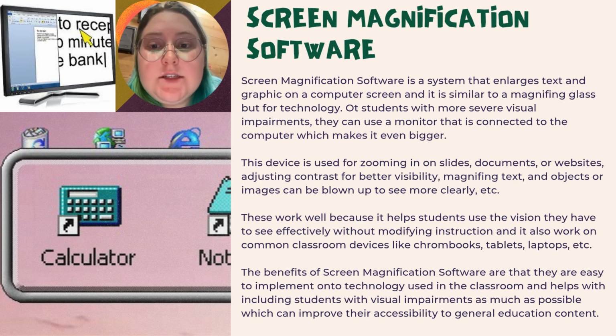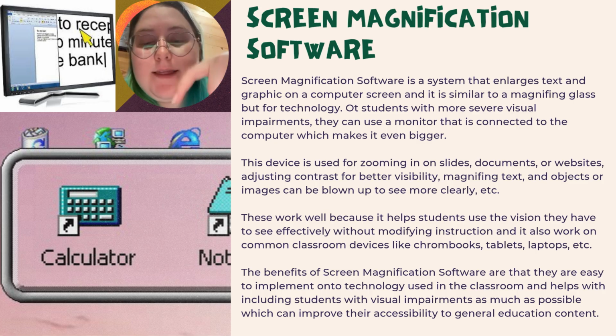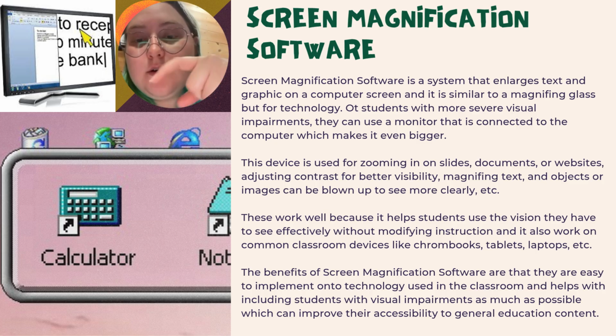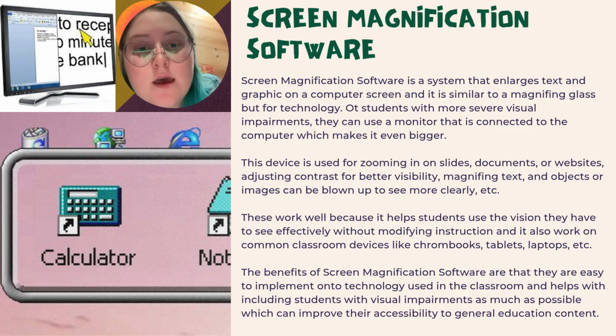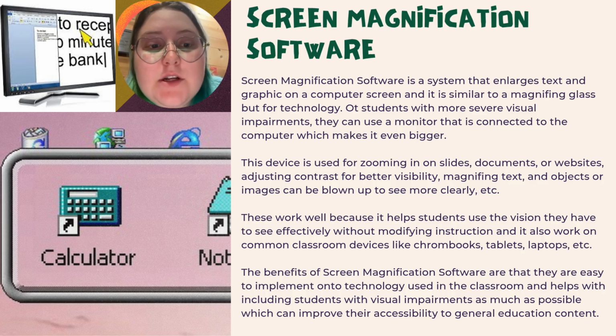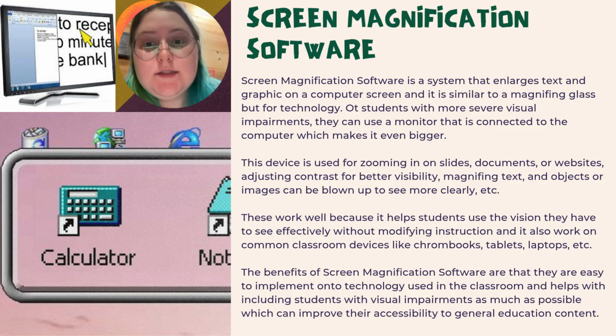Screen magnification software. So, screen magnification software is a system that enlarges text and graphics on a computer screen. So, like this one, the icons have been magnified to be able to see what they are. And for this one, the text on the Word doc has been magnified to be able to see what they're typing. It's similar to a magnifying glass, but it's a software for technology.